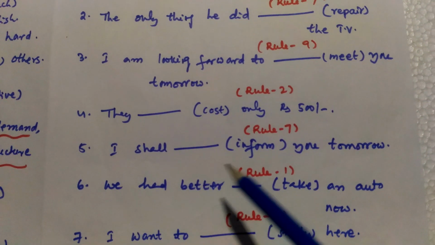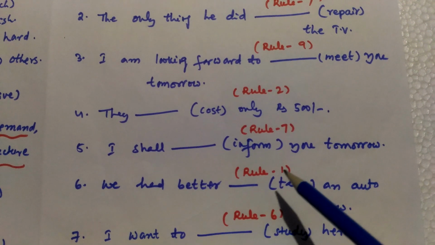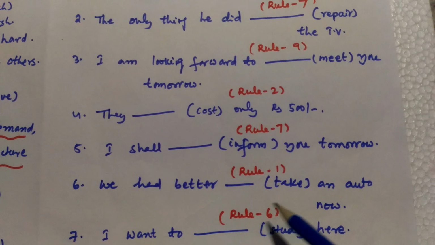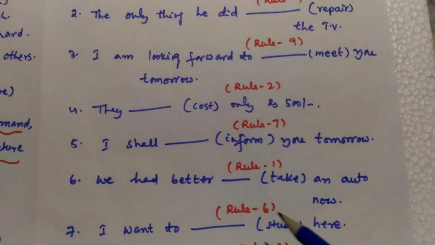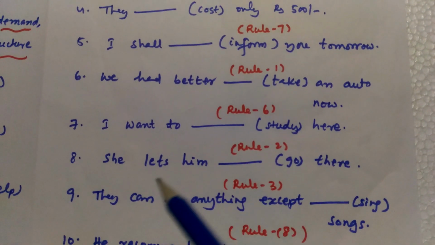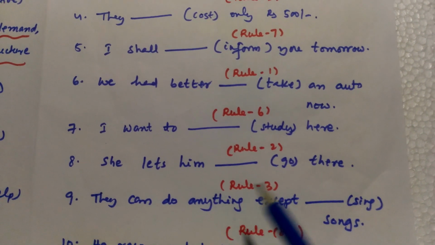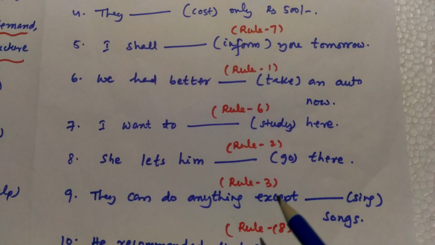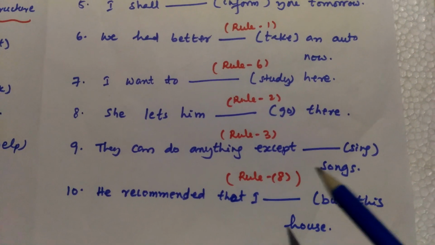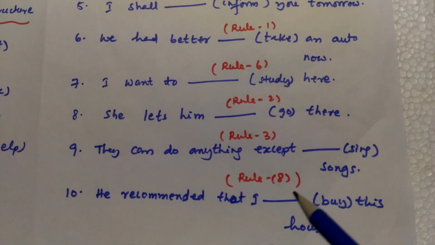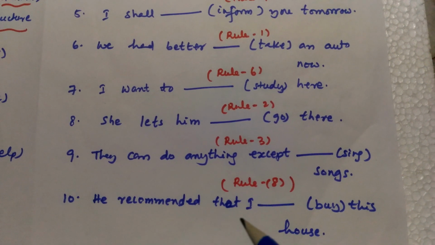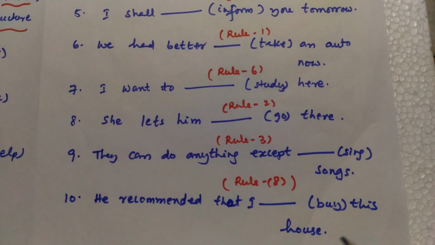I shall inform you tomorrow. Here, rule number 1 works. We had better take an auto now. Here, rule number 6 works. And next, she lets him go there. Here the rule number 3 will work. They can do anything except sing songs. Here the rule number 8 works. He recommended that I buy this house.